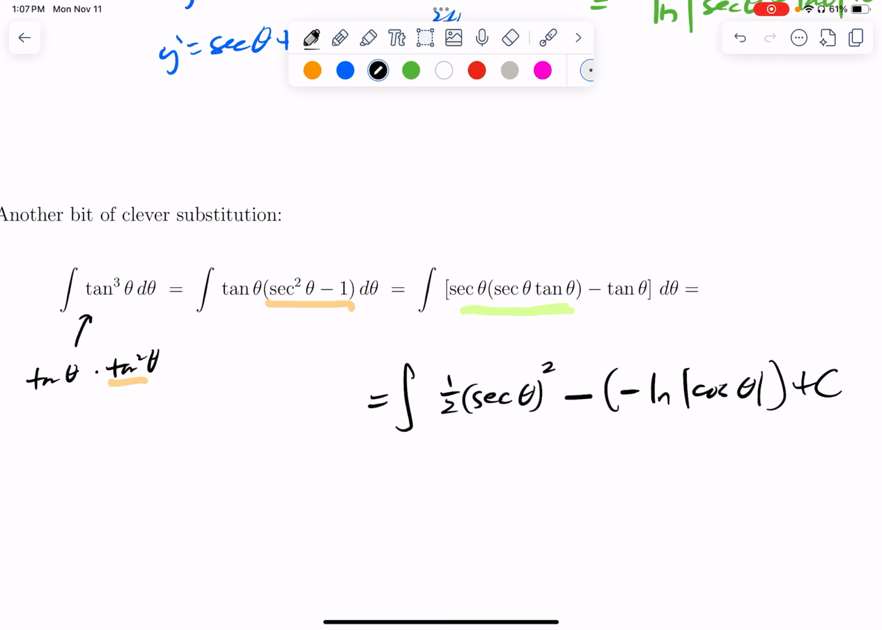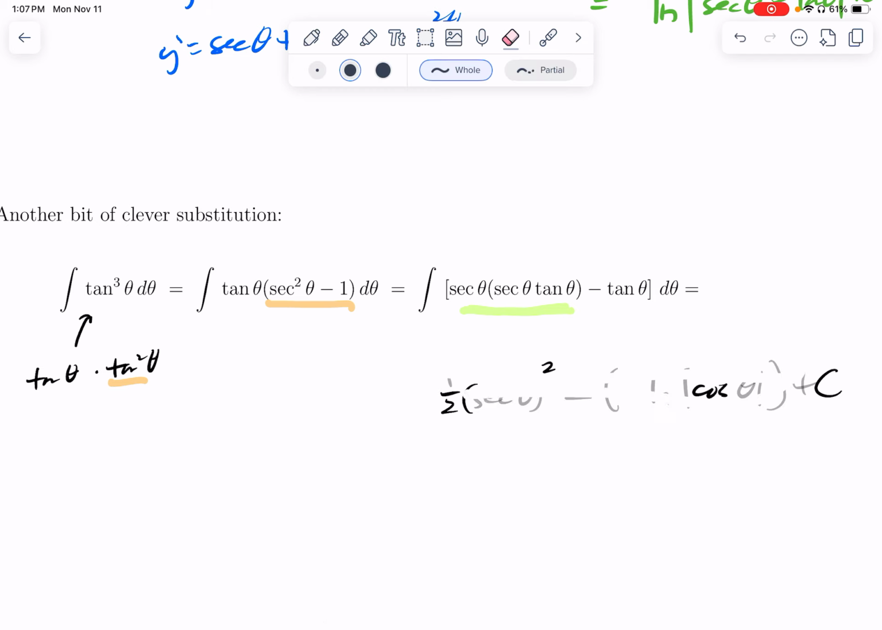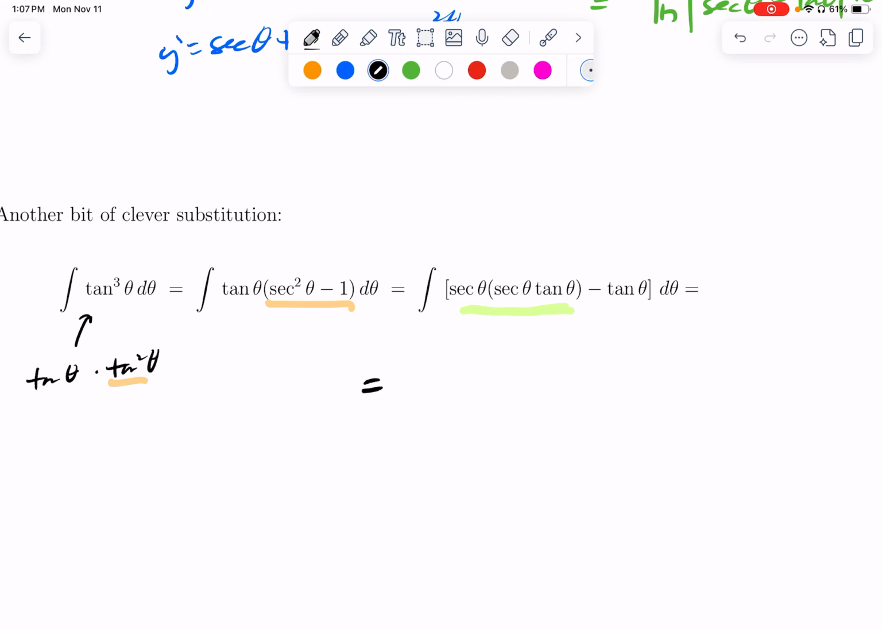Oh, I don't need that plus C, sorry. Okay, sorry, I'm goofing here in terms of my integrals. A little distracted. I'm doing this outside because there was no empty space otherwise.